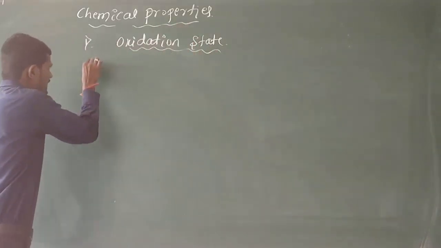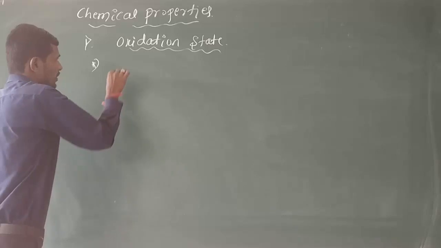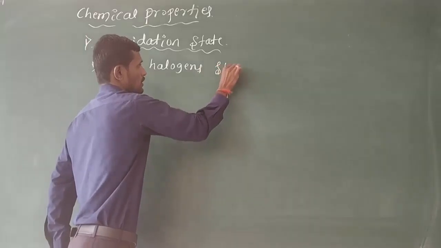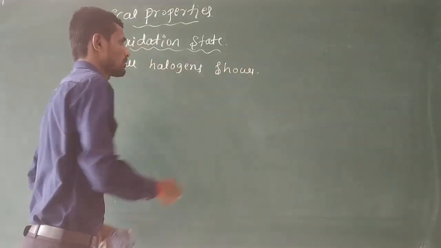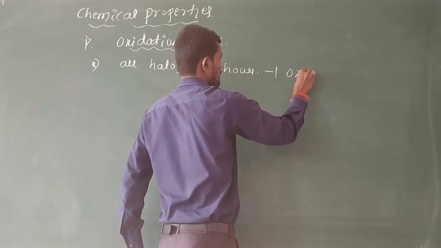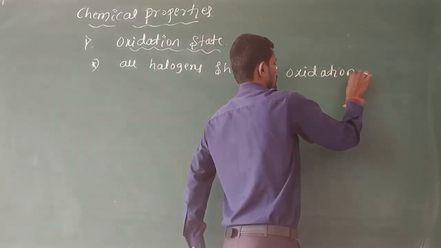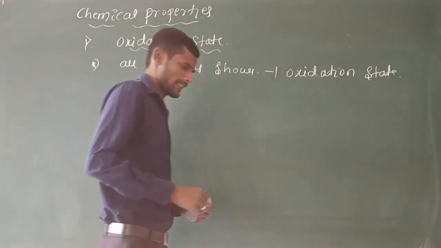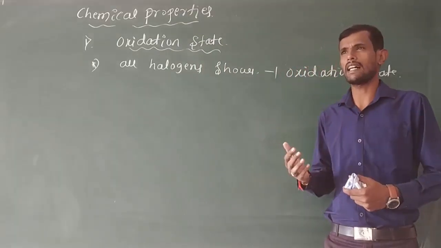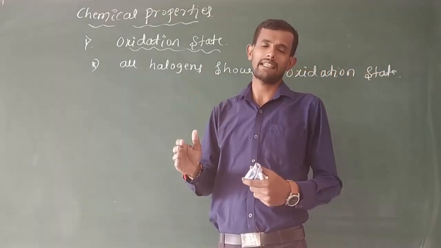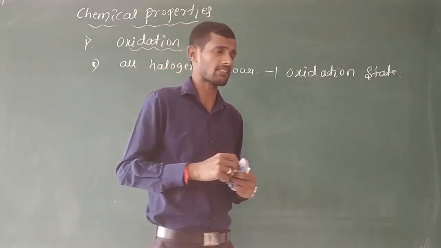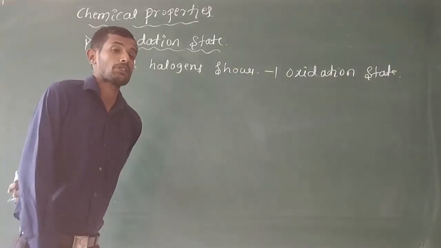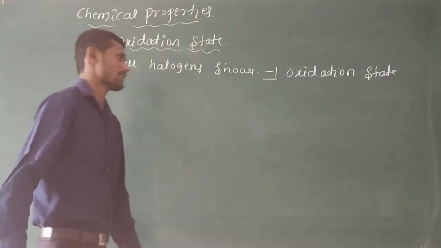Students, in that first I write one point, that is all halogens show minus 1 oxidation state. Yes, I think you already know, while writing Cl, Br, we write Cl minus, Br minus, I minus, is it right? It indicates, it exhibits minus 1 oxidation state. All halogens exhibit minus 1 oxidation state.